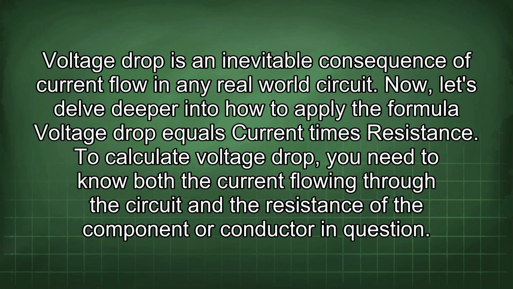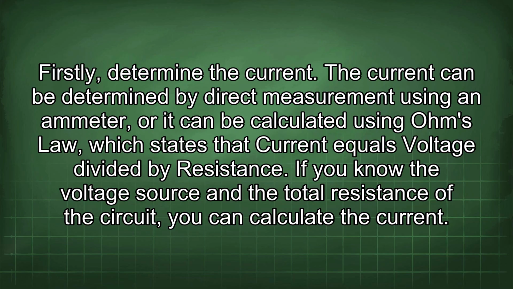To calculate voltage drop, you need to know both the current flowing through the circuit and the resistance of the component or conductor in question. Firstly, determine the current. The current can be determined by direct measurement using an ammeter, or it can be calculated using Ohm's law, which states that current equals voltage divided by resistance. If you know the voltage source and the total resistance of the circuit, you can calculate the current.